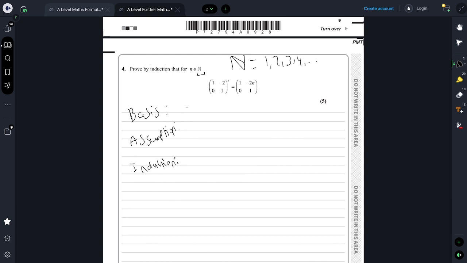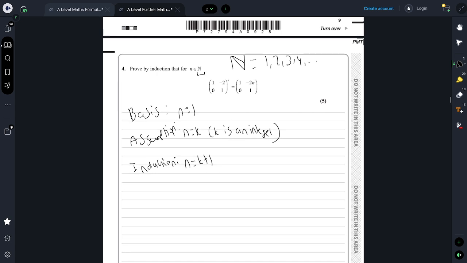So obviously the starting point is 1. So that's what an assumption is. Then the assumption is for any integer k that is a natural number, and then the next step is n is k plus 1. That's the whole idea of this induction process.